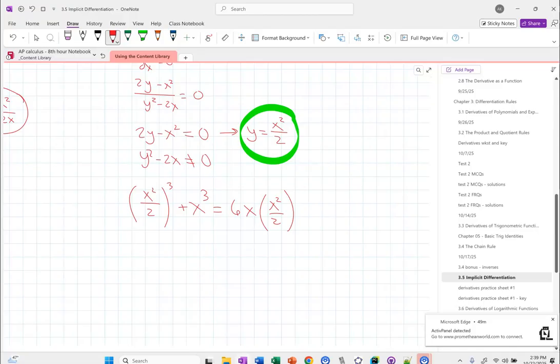Is everybody okay there? That was the original function. I just plugged that value for y back in. In this context, what does dy over dx mean again? The derivative.